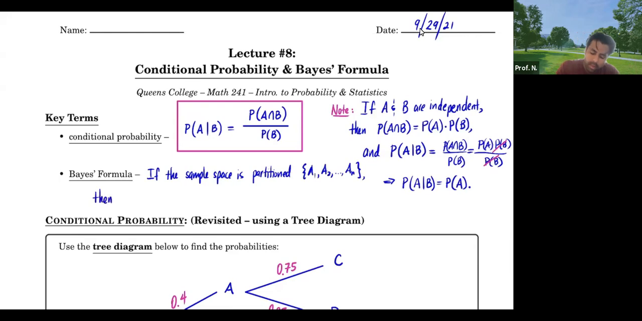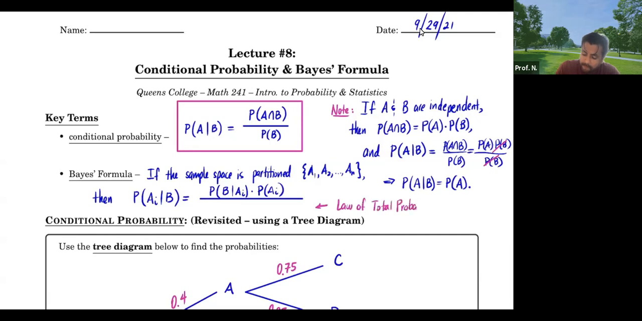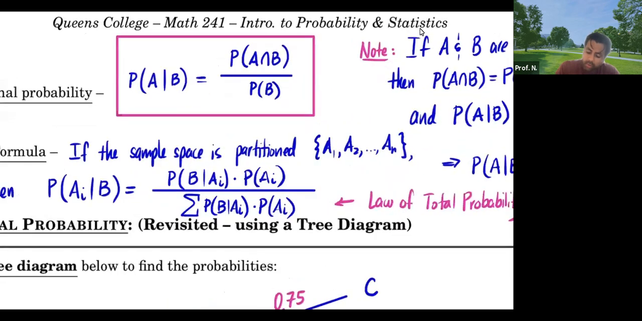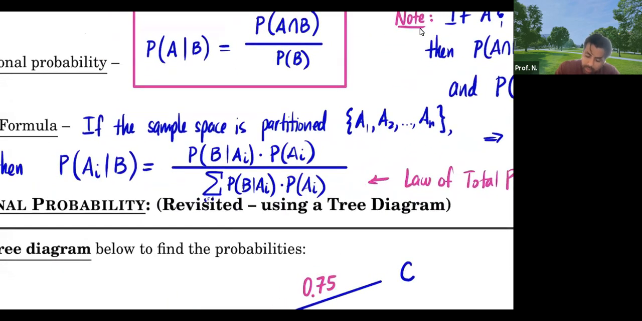Then the probability of one of them happening given some other event B equals the probability of B given A_i multiplied by the probability of A_i, over, and in the denominator, we call this the law of total probability, the summation of the probability of B given A_i multiplied by the probability of A_i, and this goes all the way from i equals 1 through N.